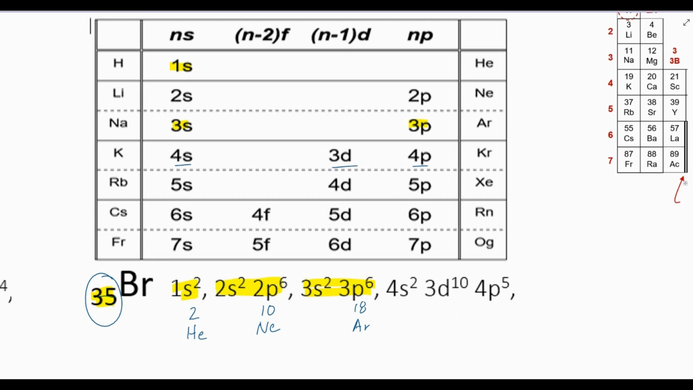Okay, we want 35, not 36, so that would be bromine, and that would be 4p5, not 4p6. So you can just track through this using the noble gases as a guide, and then add or subtract a few electrons as needed.